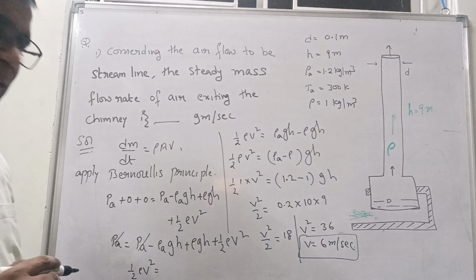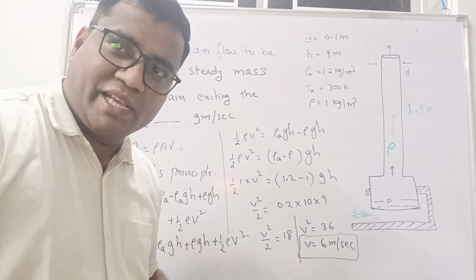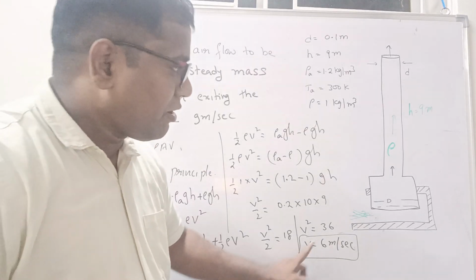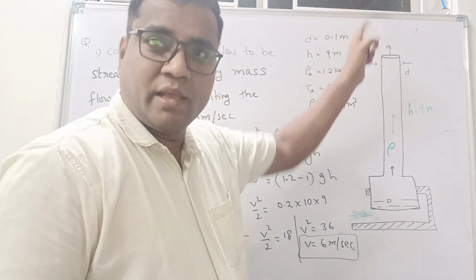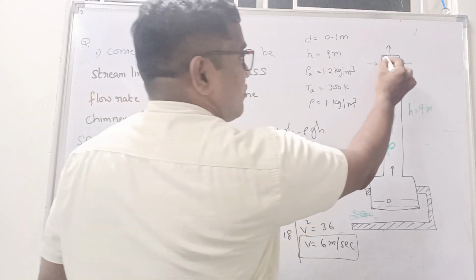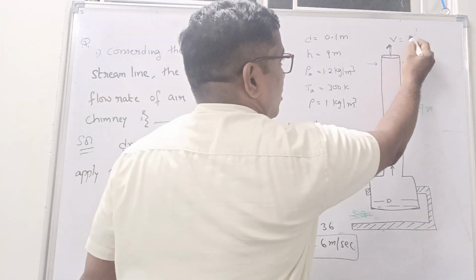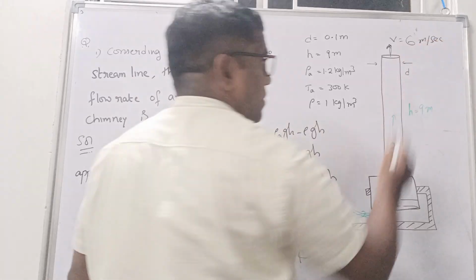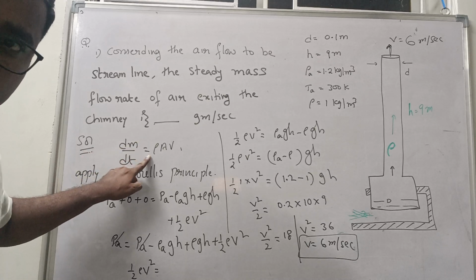How much did I get? V is equal to 6 meter per second. Now what are we going to calculate? He is not asking the velocity. With this velocity, the air is moving out and coming out. For example, if in the question he asks with what velocity the air is coming out, you can write simply V is equal to 6 meter per second. But he is asking dm by dt. What is dm by dt? dm by dt is nothing but rho A V.